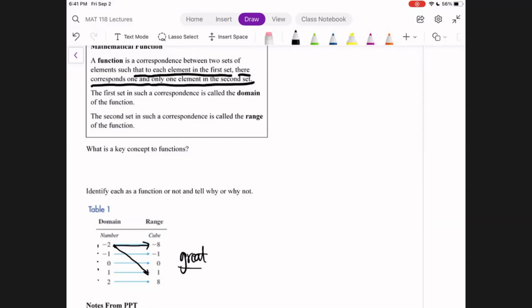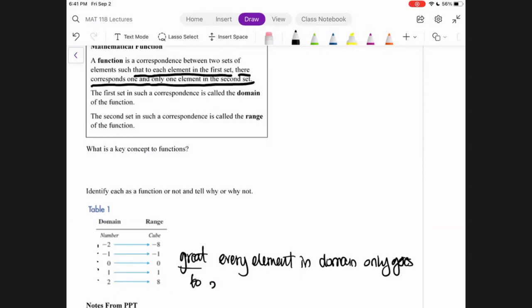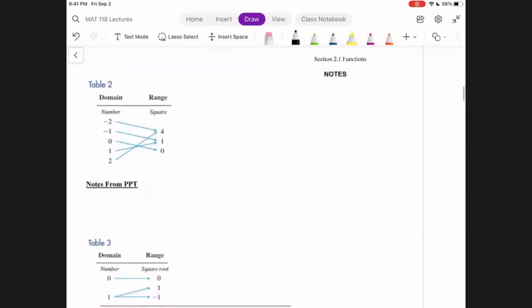Okay. So you want to think we're going to delete this because that's just to show you what would not make a function. So this right now is a function. Okay. Every element in domain only goes to one element in the range. Okay. No, not range. Okay.